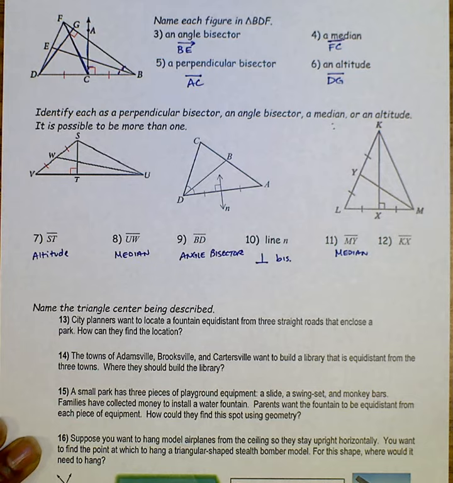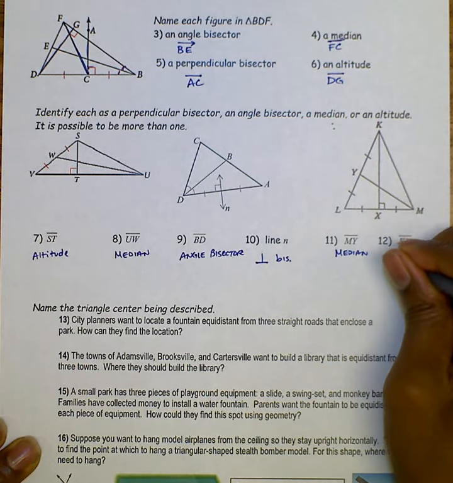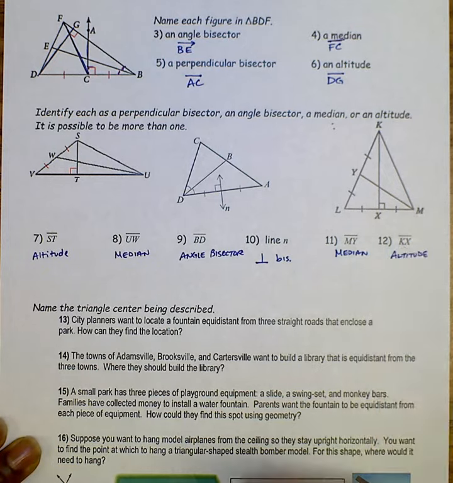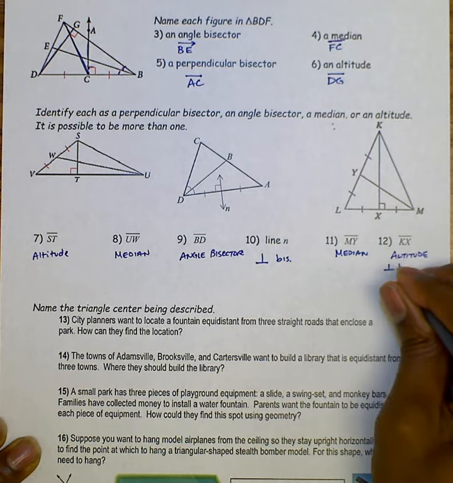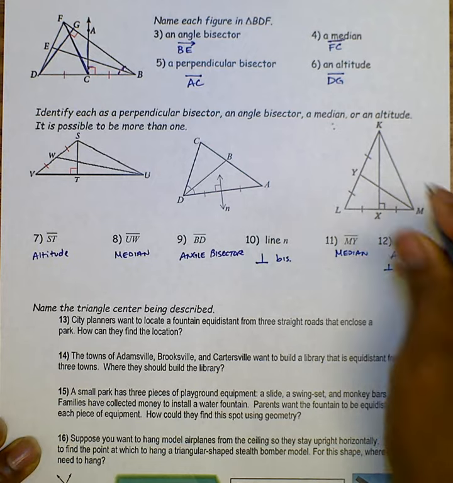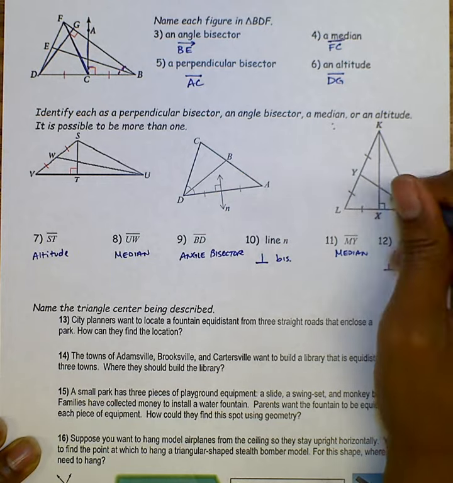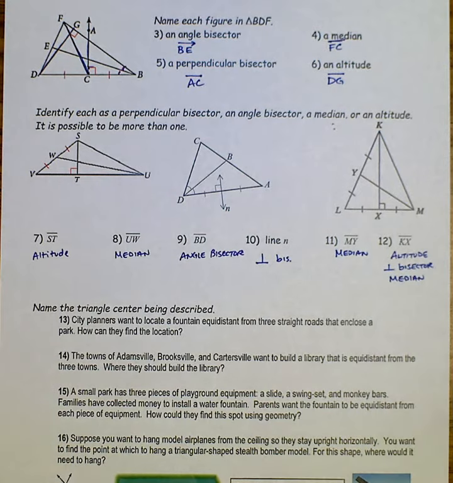And then KX is an altitude because it goes from the vertex to the opposite side, but it's also a perpendicular bisector because it's 90 degrees and cuts it in half. And since it goes from the vertex and cuts it in half, it must also be a median. Okay. All right, so there we have it.